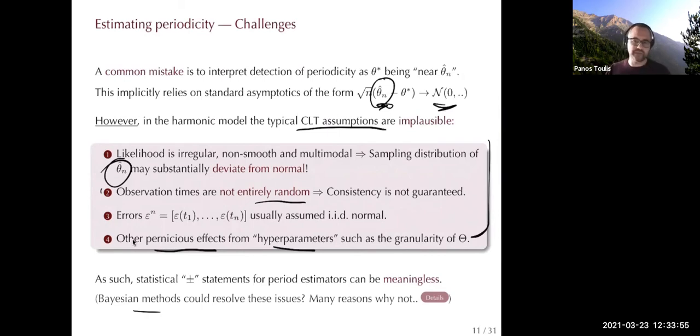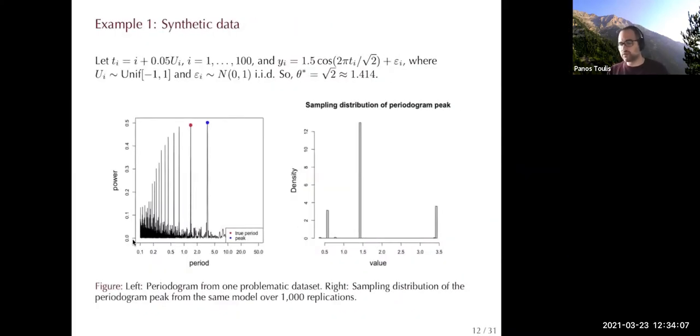Let me illustrate first the problems with concrete examples, and then we can have a quick discussion about those issues, and then I will describe how we propose to deal with those. Here is an example from synthetic data. I'm simulating observation times every day, every night, with a little bit of randomization around those observation times. Other than that, the model is perfectly periodic. You can see my true period is 1.4, and I have just random normal errors.